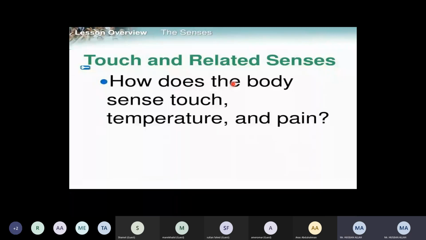So who can tell me how we feel the pain or temperature? How do we feel the pain? With the help of what? With the help of the nervous system. In the nervous system we have what? Which type of nervous system?